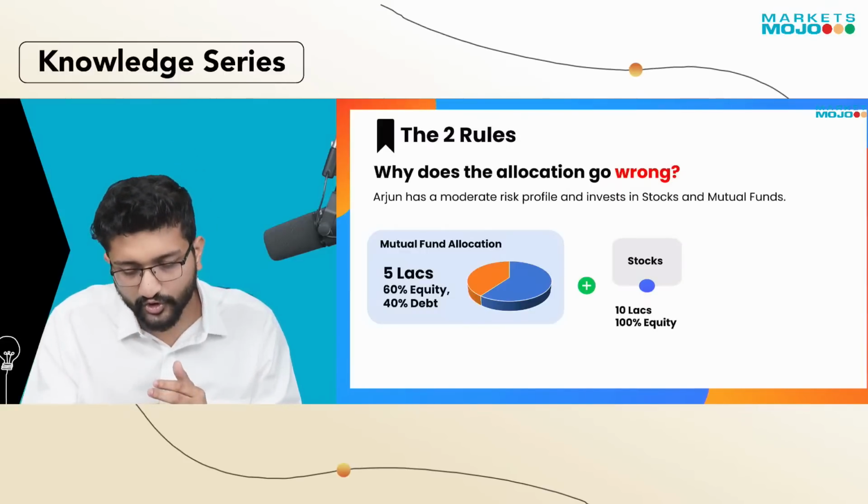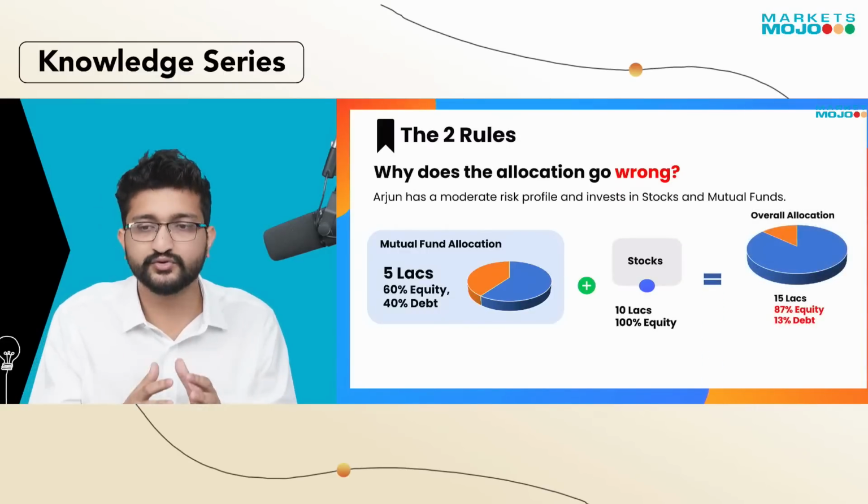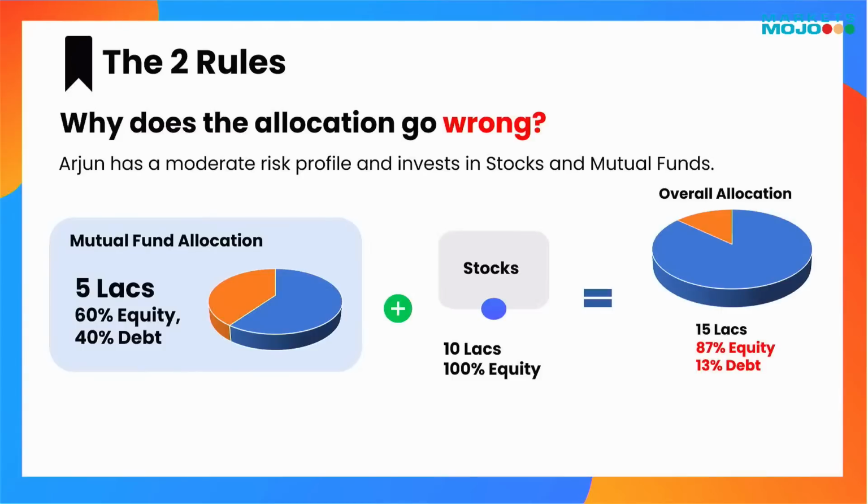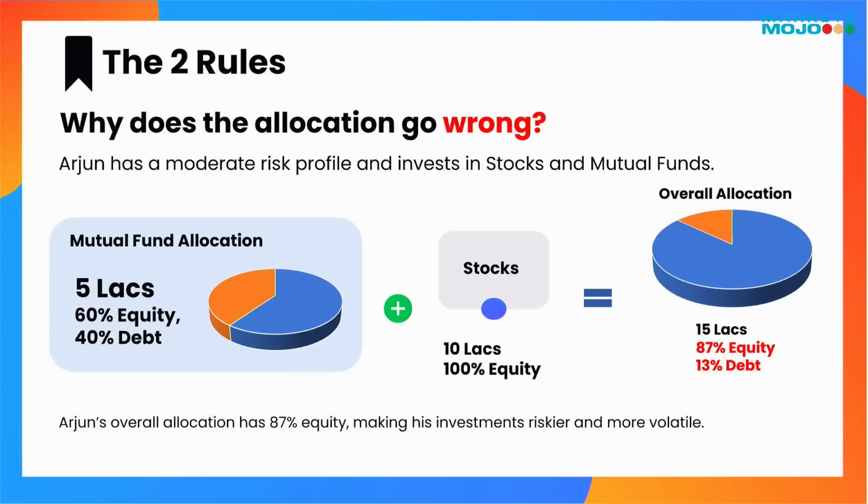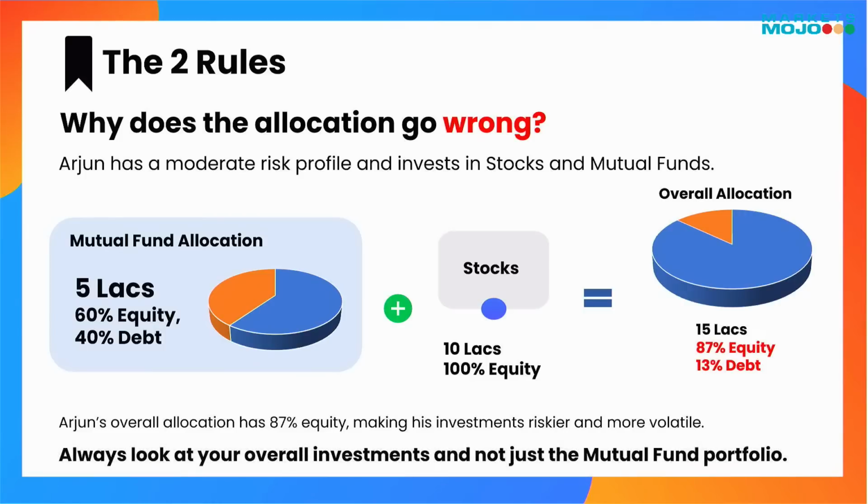When you look at his overall allocation and add the two, you can see his equity exposure is as high as 87% and only 13% in debt. Even though he has a moderate risk profile, when you add both these instruments, his equity exposure increases massively. His overall allocation has 87% equity, making his investments more risky and volatile. Always look at your overall investments and not just the mutual fund portfolio.